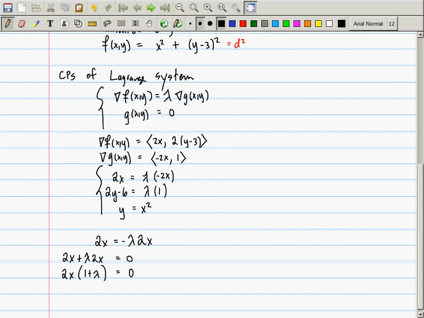So there are two possible solutions, right? One solution is that x is 0. Another solution is that lambda is negative 1. Okay, so then in my experience as an instructor, many students just want to take this and say, well, I'll divide both sides by 2x and get that 1 is equal to negative lambda, so that lambda is negative 1. So what's wrong with dividing both sides by 2x?